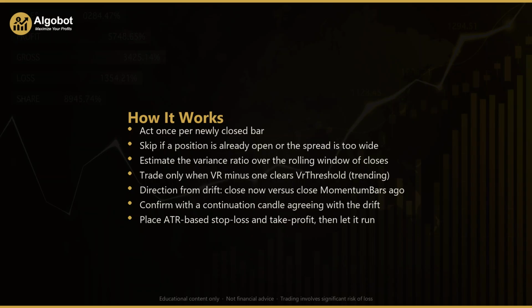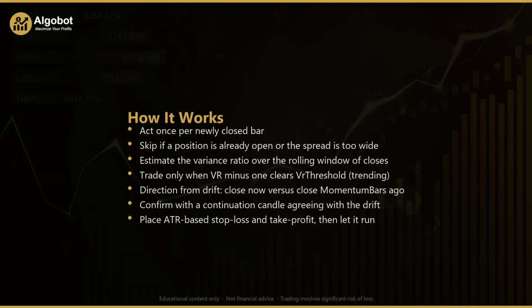It compares the ratio to a threshold. Only when the variance ratio minus 1 is greater than or equal to your threshold, a default of 0.15, does the strategy consider the market to be trending. If the reading falls short, it stands aside. No trade is taken in a random walk or mean-reverting regime, and that's deliberate. That's exactly where naive momentum tends to bleed out.